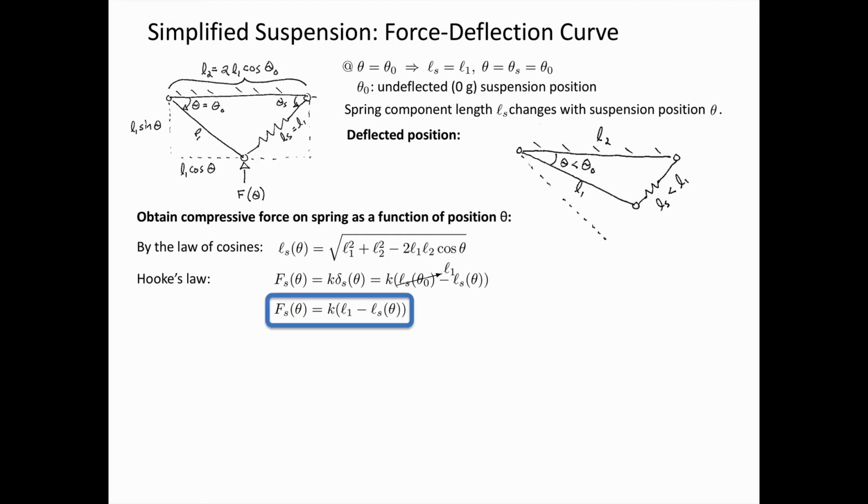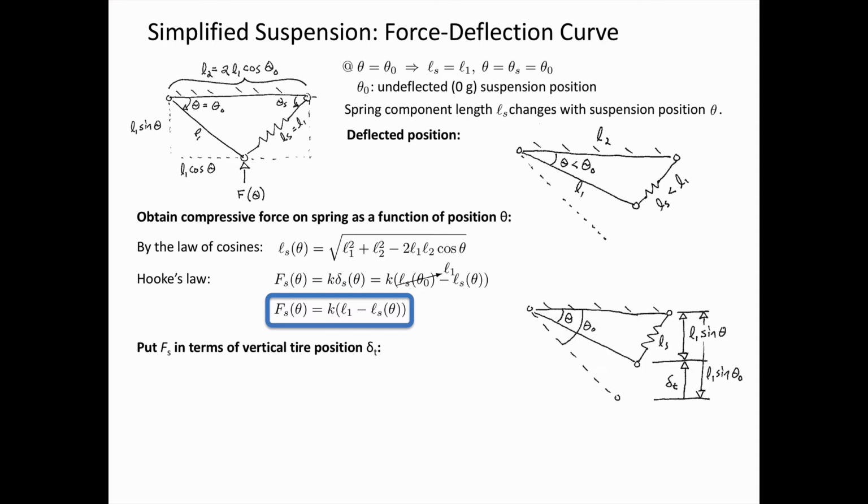Now we observe that the length of the spring at the theta naught position is equal to L1, and so this simplifies to the spring force being equal to K times the quantity L1 minus Ls at theta. Now we need to put the spring force in terms of the vertical tire position delta t. So how do we quantify delta t as a function of theta?